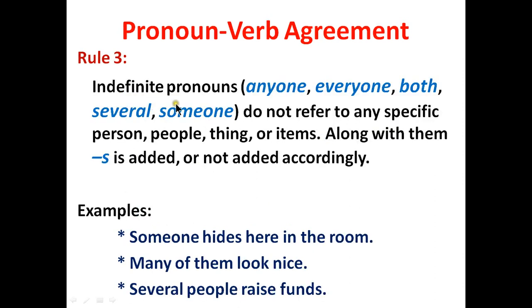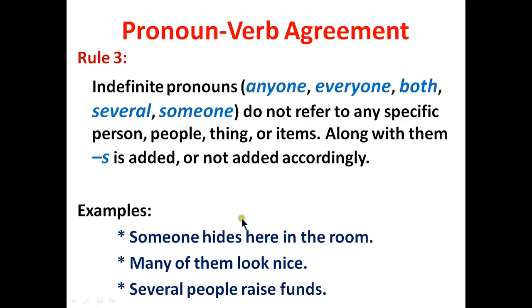Rule number 3. Indefinite pronouns like anyone, everyone, both, several, someone do not refer to any specific person, people, thing or items. Along with them, s is added or not added accordingly. The words like anyone, everyone, someone, several, many, both are called indefinite pronouns. If the indefinite pronoun is singular, you will add s with the verb. Otherwise, there will be no s with the verb.